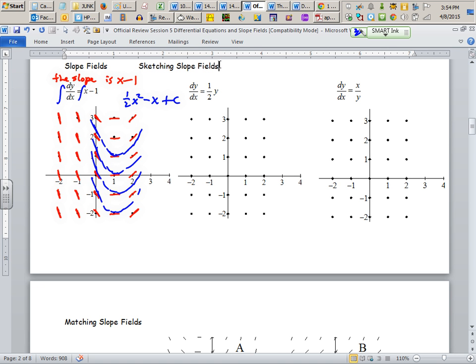On this next one, you probably wouldn't pick x's. You'd probably pick a what? A y, right. So the slope is half of y. So like if you pick 0, if y is 0, then your slope is what? 0. So all of these would be horizontal. If y is 1, the slope is what? Half, right?